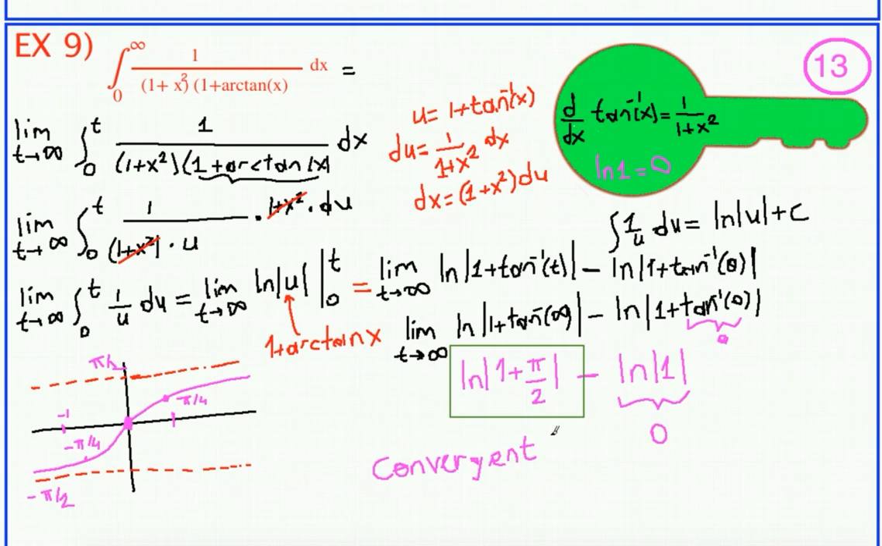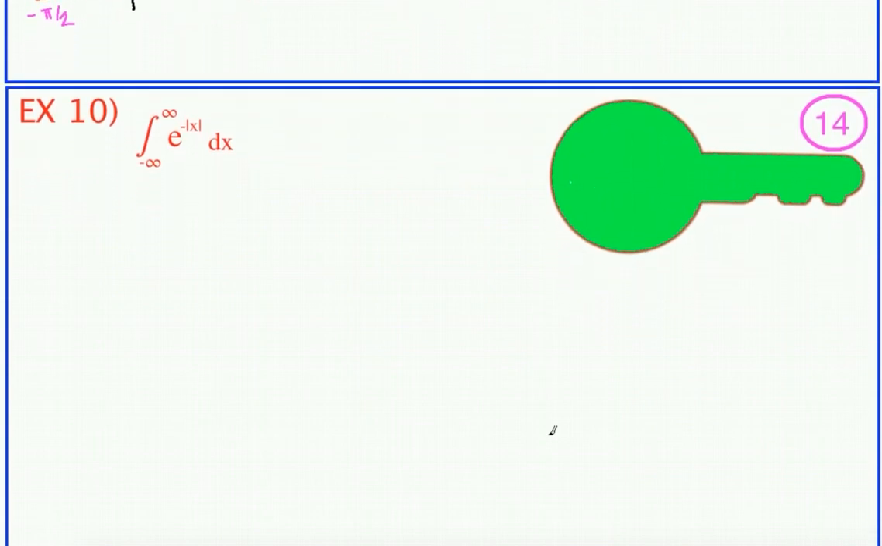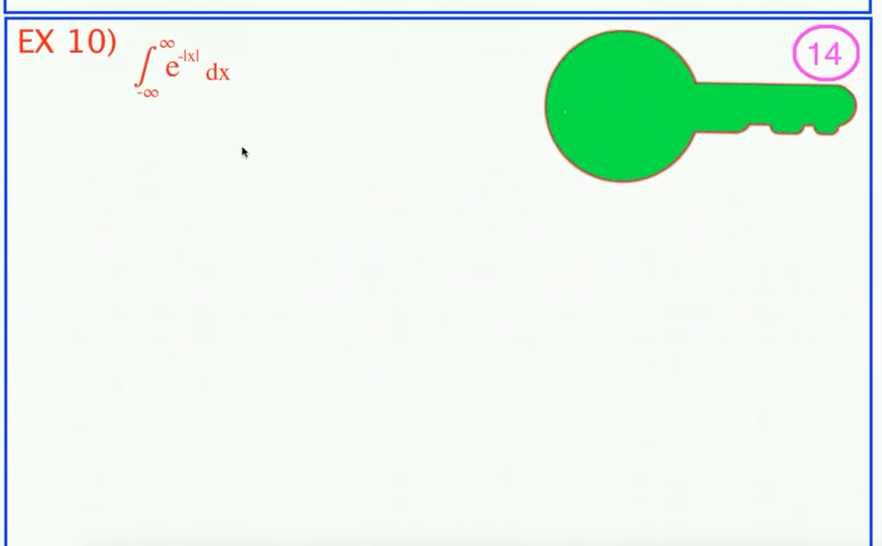Okay, let's go to the final question now. What makes this integral improper? As you can see, our lower boundary and upper boundary are going to infinity. So this is a type 1 infinite boundary improper integral, and this is case 3 because our lower boundary and upper boundary are both going to infinity.